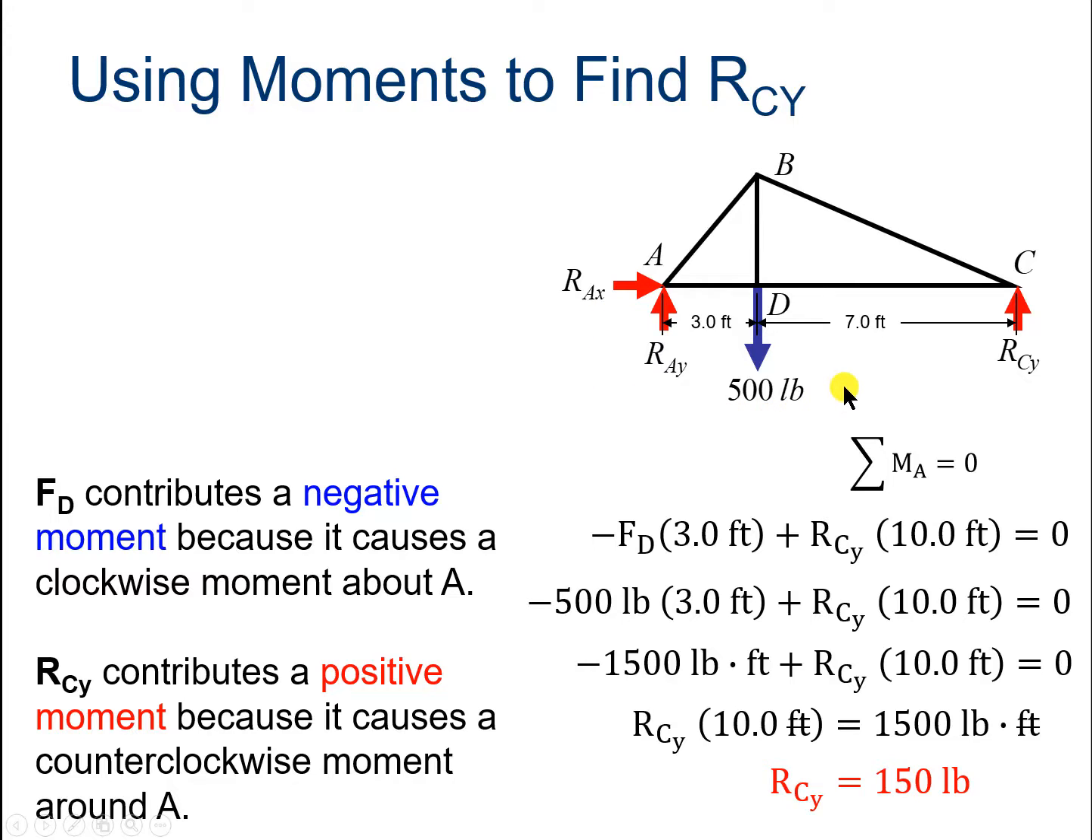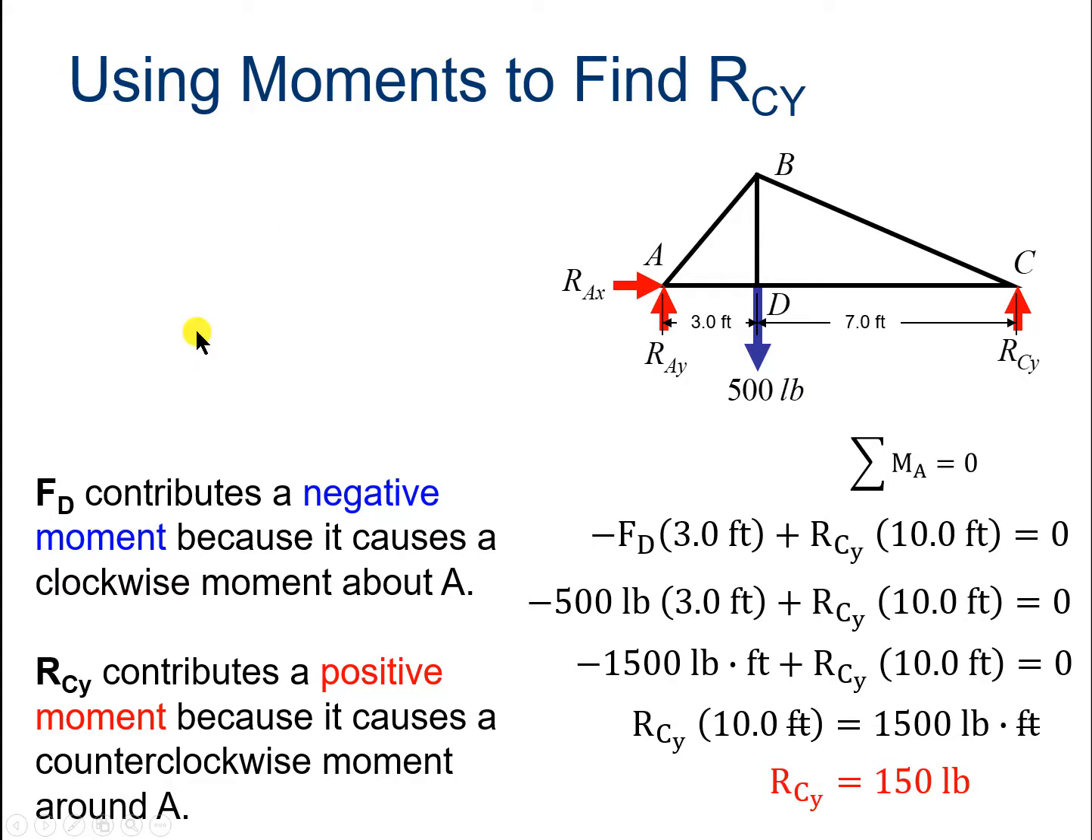But one thing we need to know first of all is how big the thing is. So we know this is 7 feet and 3 feet here. We've got a force of 500 pounds right at this joint, presumably due to perhaps a truck sitting right here. So F sub D contributes a negative moment because it causes a clockwise moment about point A. If we look at point A and calculate the sum of the moments around that point, we look at all the forces that act on the system that are extended away from A. D is the first one. It's going to cause it to go clockwise, and that's a negative moment.